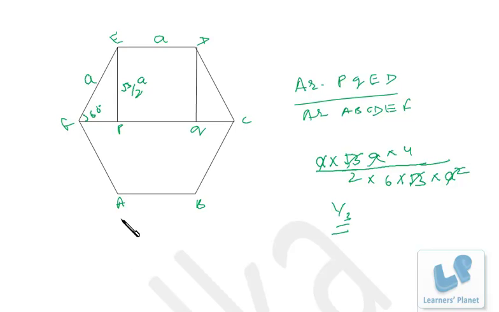Just a matter of 30 to 40 seconds. So friends, all you need is just a basic knowledge of trigonometry and a very basic knowledge of geometry. By that you can solve all these sorts of problems based on a ratio of areas.